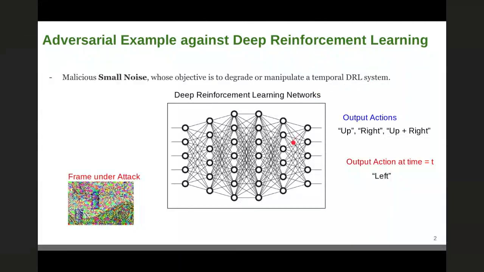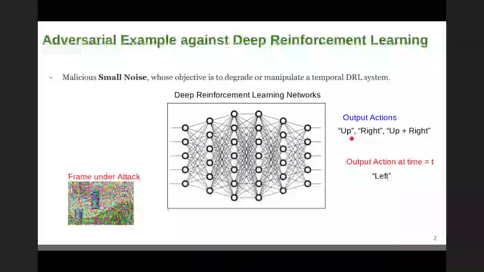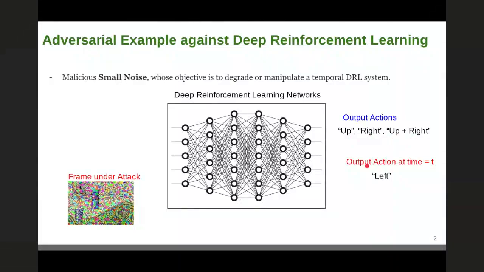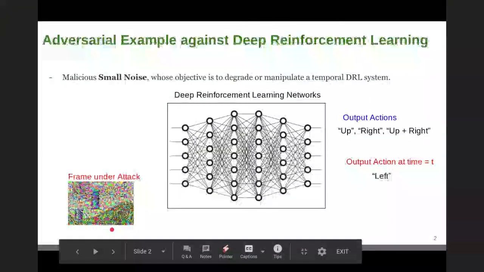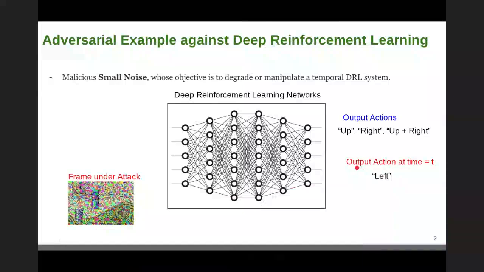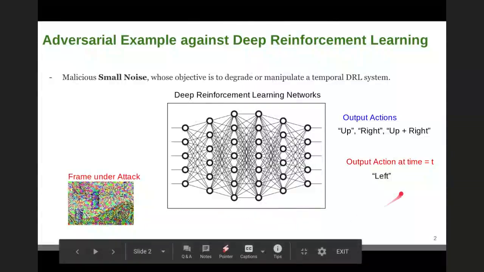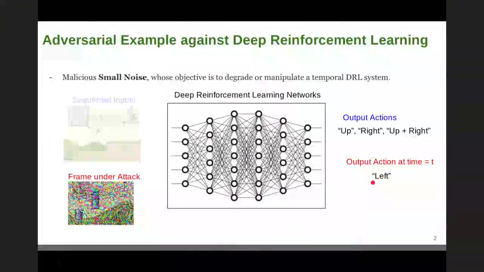The output of a reinforcement learning system is the action. So it's like up, right, up plus right. But under some adversarial attack, the manipulated output action could be left. Suppose we use a navigation system, but under a certain attack the action will be incorrect, so it will be really harmful.